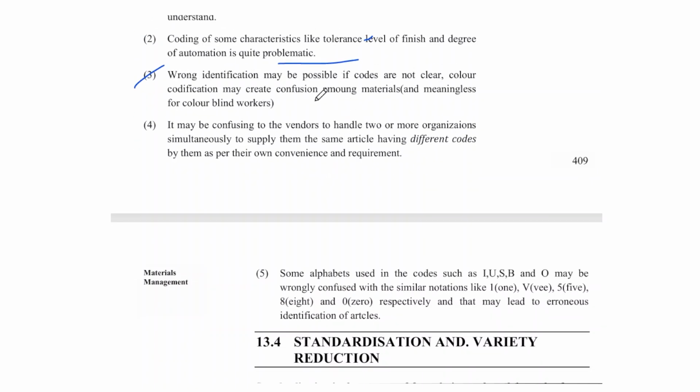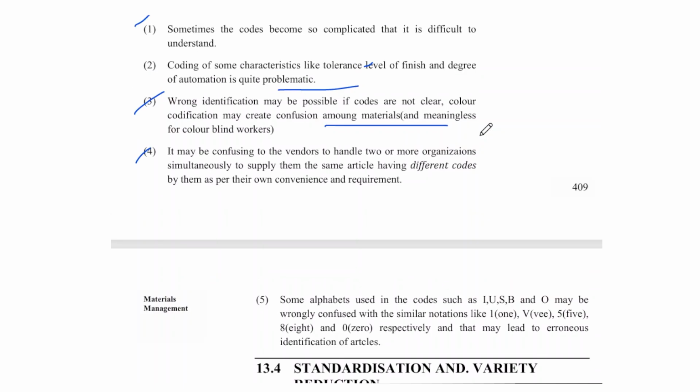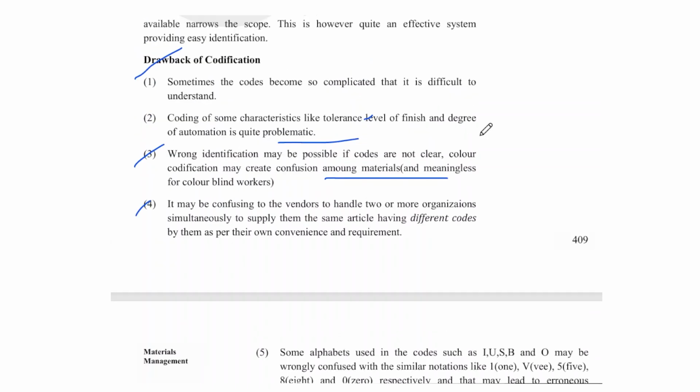Color codification may create confusion among materials and is meaningless for colorblind workers, and it may be confusing to vendors who handle two or more organizations simultaneously, supplying them the same article having different codes as per their own convenience and requirements. And some alphabets used in the code, such as I, U, S, B and O, may be wrongly confused with similar notations like 1, V, 5, like that, respectively, and that may lead to erroneous identification of the article. Okay, so that's the drawback of codification.